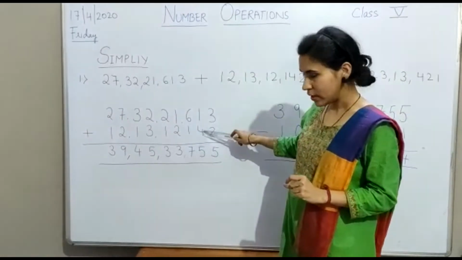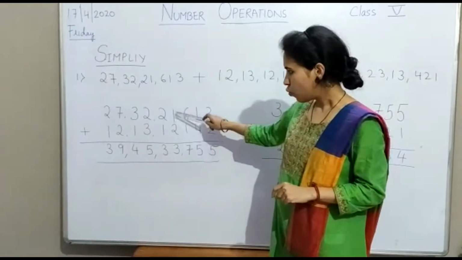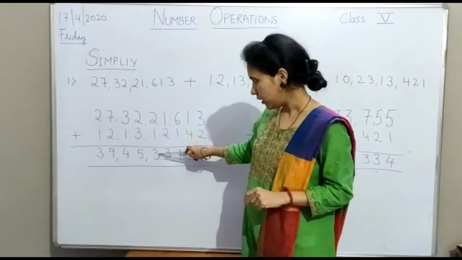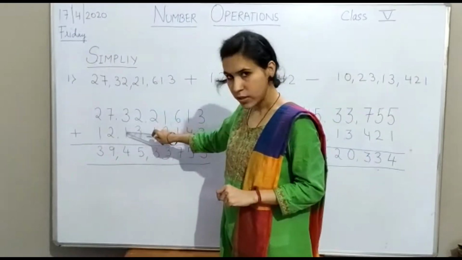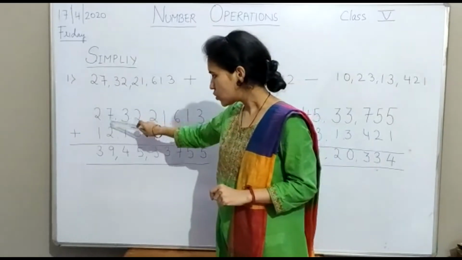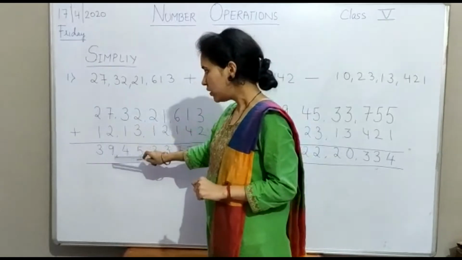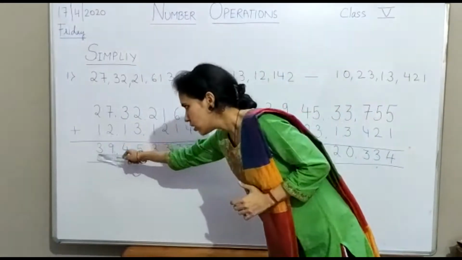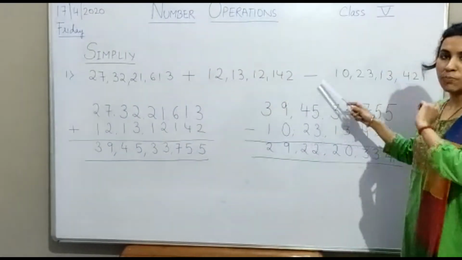1 plus 4 is again 5. 6 plus 1 is 7. 1 plus 2 is 3. 2 plus 1 is 3. 2 plus 3 is 5. 3 plus 1 is 4, 7 plus 2 is 9, and 2 plus 1 is 3. So what we did, first we add the two numbers, then whatever total comes, we are supposed to write it here, and then we have to subtract it.